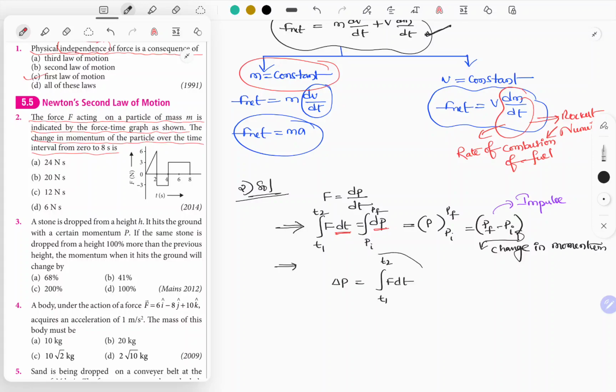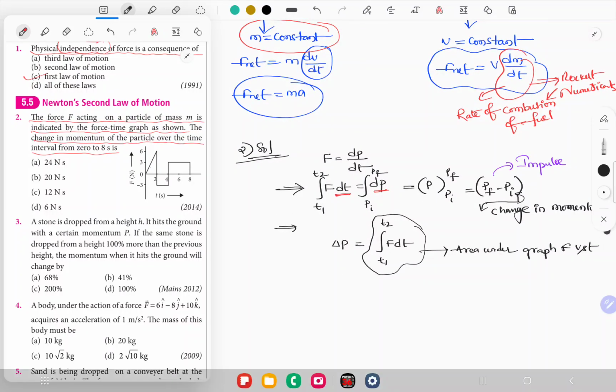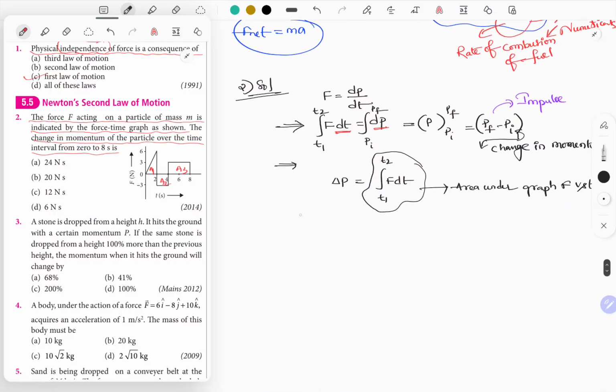Okay. They have given a force versus time graph. Finding the integration is nothing but finding the area under the graph. So the area under the force versus t graph. Just observe the areas. Let's say these are A1, A2, A3. Then delta P is equal to area A1, and as A2 is a negative area, that is the reason I am going to subtract that negative area from the positive area, plus A3.